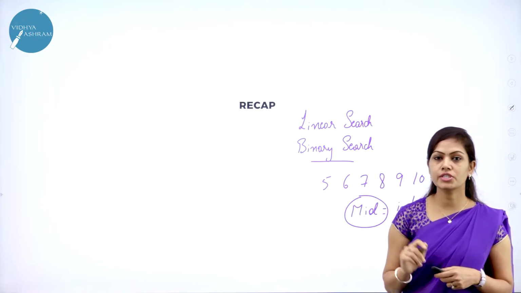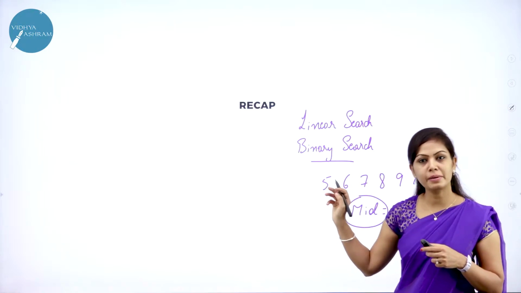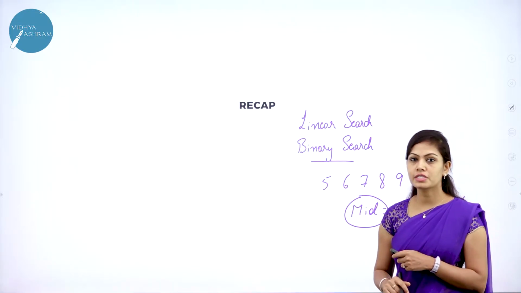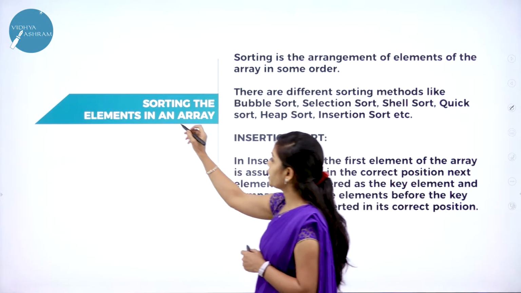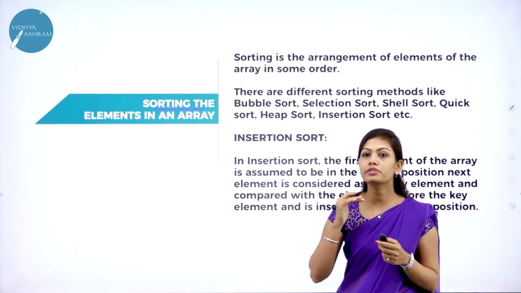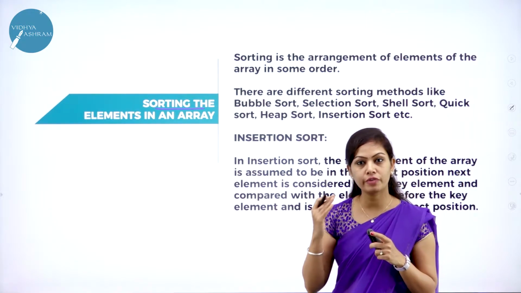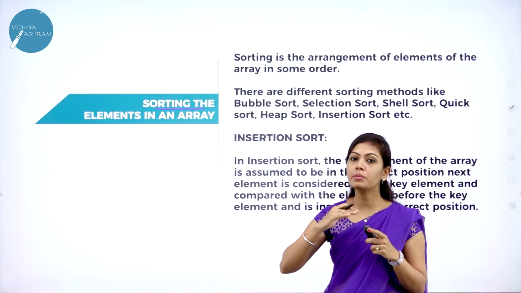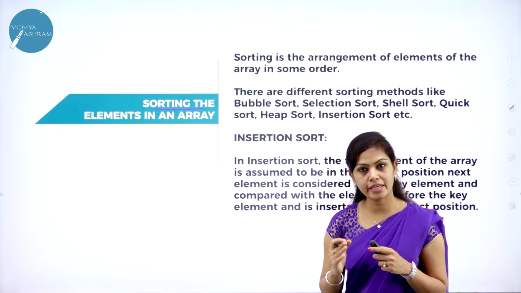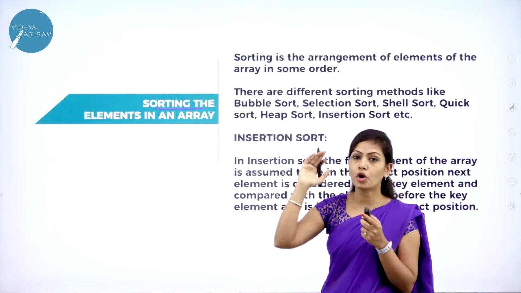So, in my last session, I discussed the linear search algorithm with one example problem, and binary search with an example and algorithm. Today I am going to discuss the topic called sorting the elements in an array. Sorting means arrangement of elements of the array in some proper order, either in ascending order or in descending order.